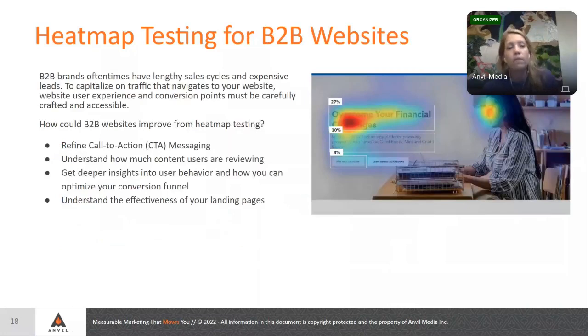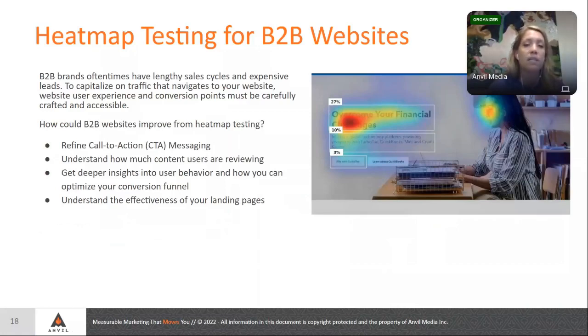And so if you have a B2B website, B2B brands really oftentimes have what we call a more lengthy sales cycle. So it's not like an e-commerce site where a user comes to the site, they make a purchase, and then that's it. B2B brands have several interactions with potential customers. The sales cycles take a long time to close. And oftentimes we find that these leads are expensive as well.